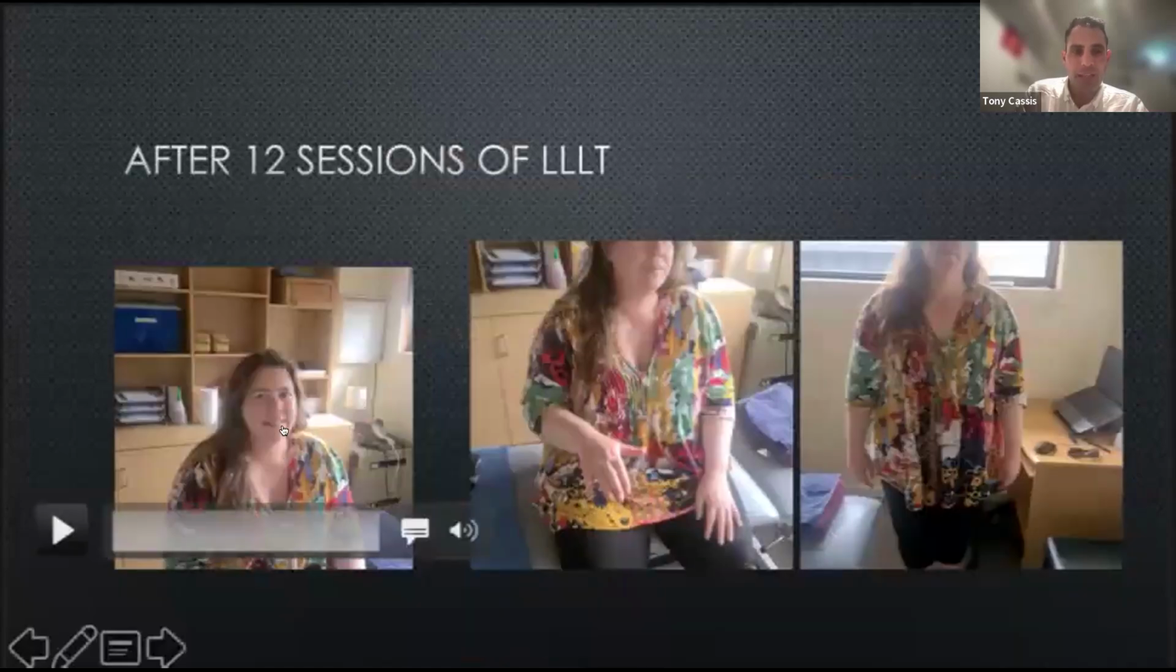So then after 12 sessions, this is her. Finger to nose, and out to the side. Eyes closed. So again, the other side, she got it after 6 sessions, no troubles whatsoever. Easy, and eyes closed. Good. So big improvements there. Let's hold that.